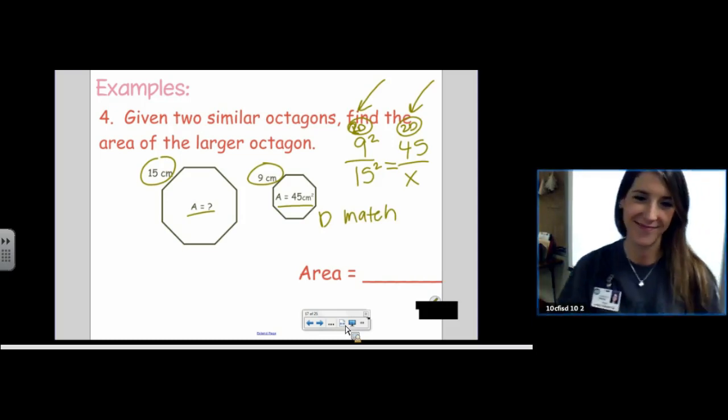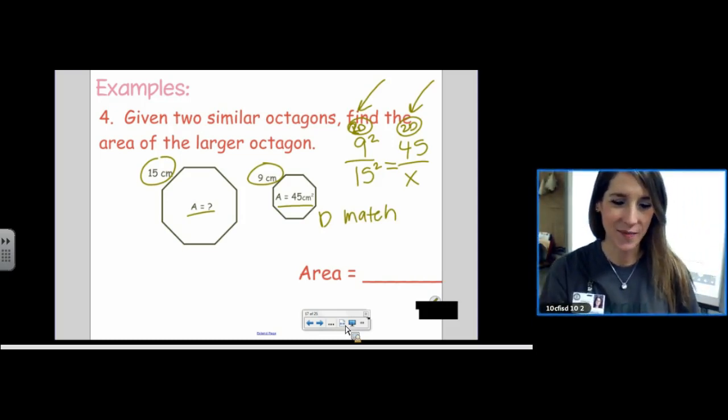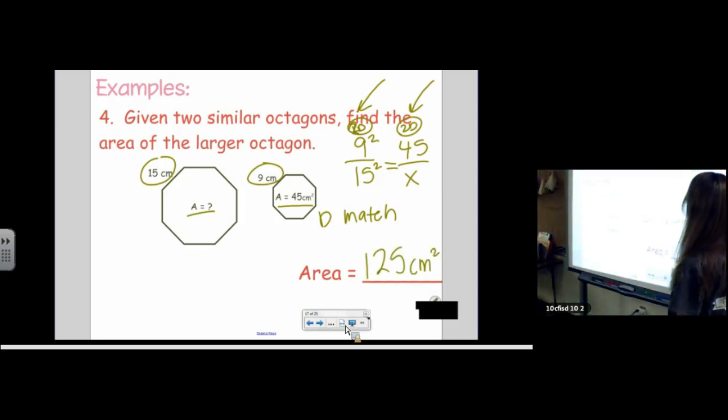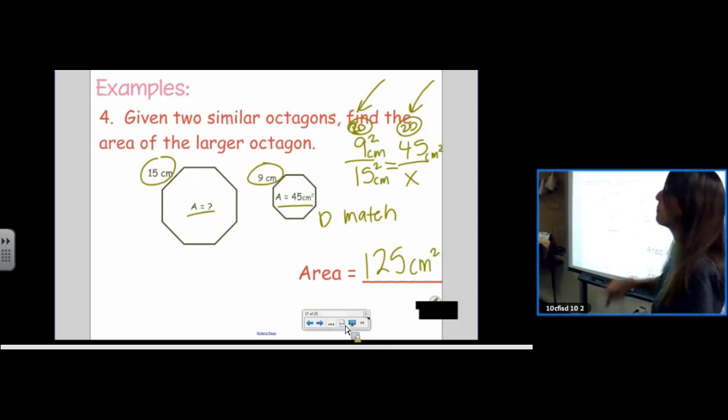D match. Okay, final answer. Final answer is 125 centimeters squared. Another way we could have done that is we could write the units at all times. You could write your units, and then you would have a big clue.